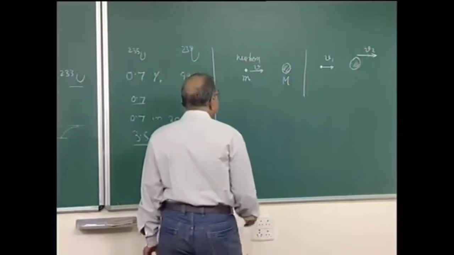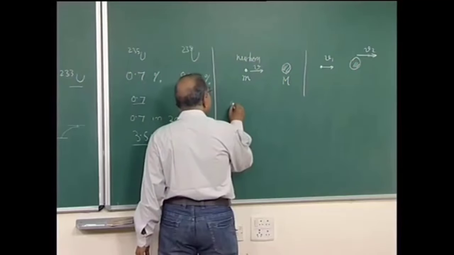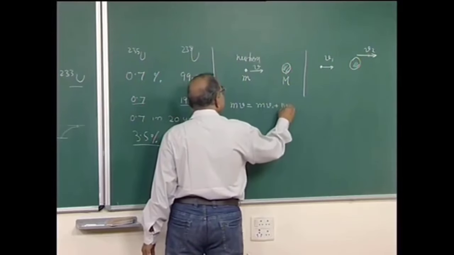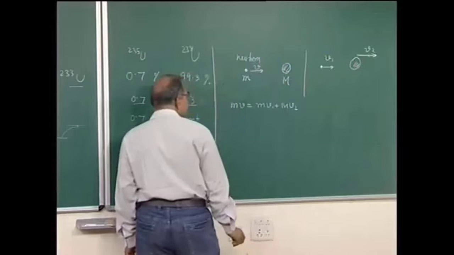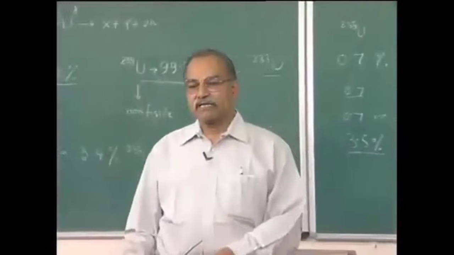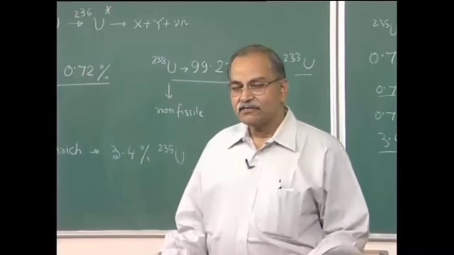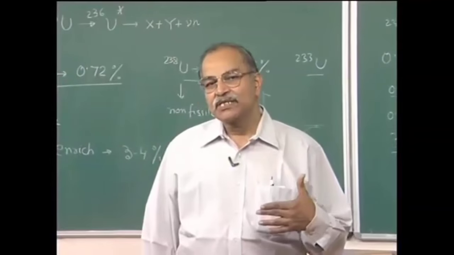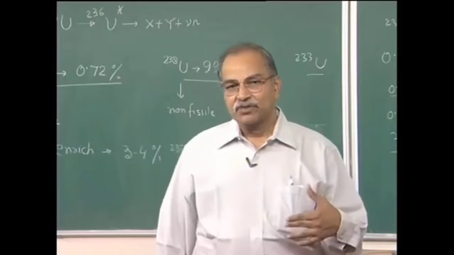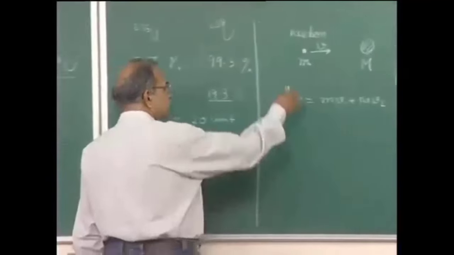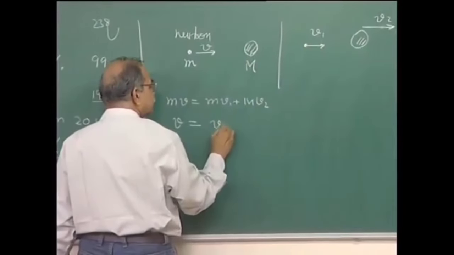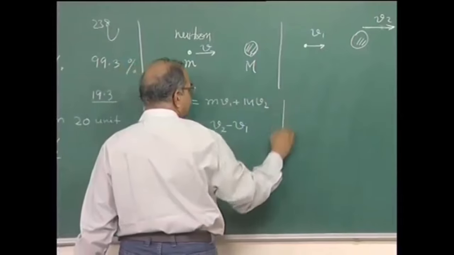Let us see. So, the momentum conservation will be mv = mv1 + Mv2, and then if it is an elastic collision, kinetic energy before the event is equal to kinetic energy after the event, and that leads to the equation that velocity of separation is equal to velocity of approach. So, velocity of approach here is v and velocity of separation here is v2 minus v1. So, v should be equal to v2 minus v1. So, this is for elastic scattering.